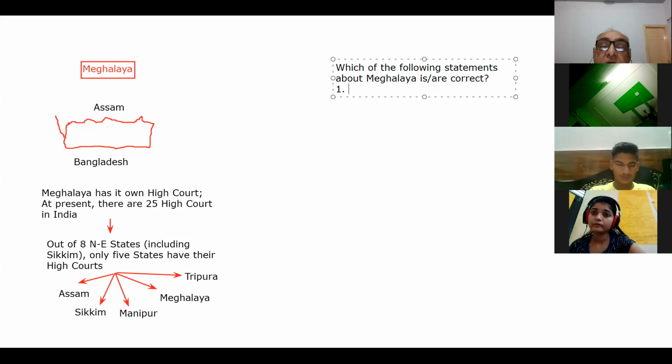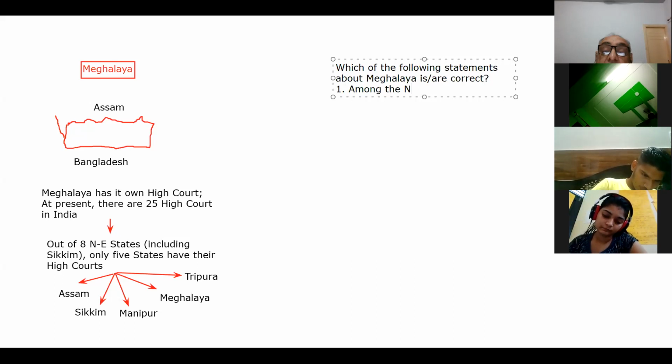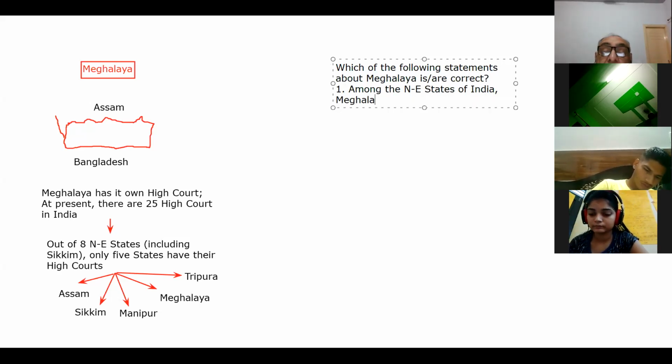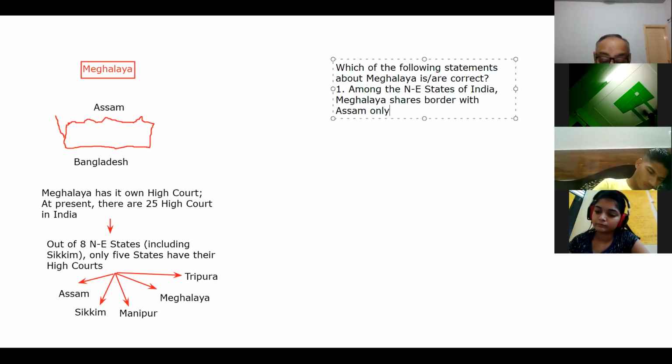Number 1, among the northeastern states of India, Meghalaya shares border with Assam only. So one statement is this: Meghalaya shares border with, we can say, Assam only.